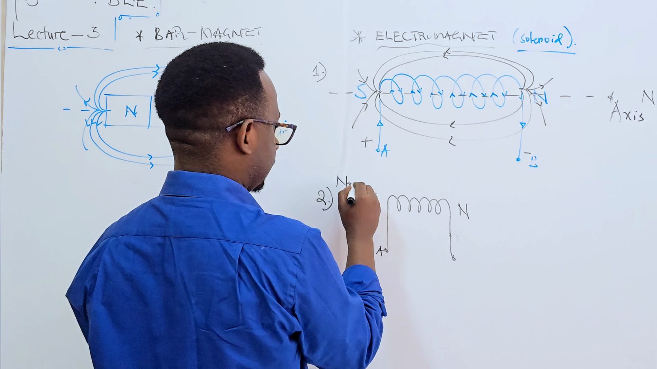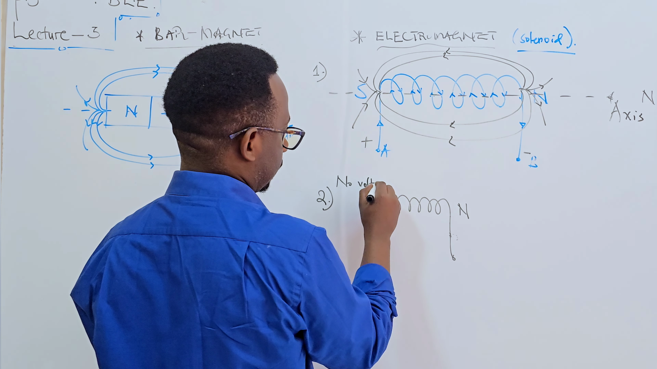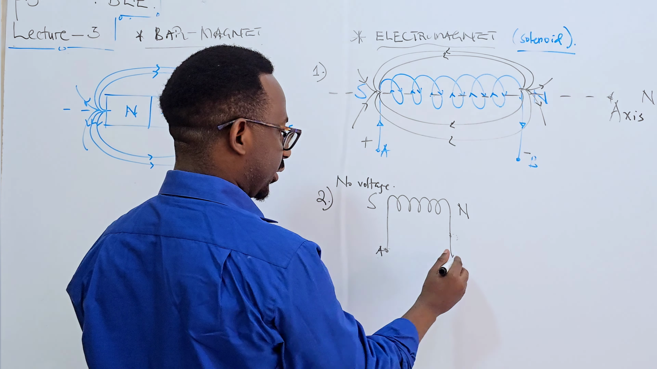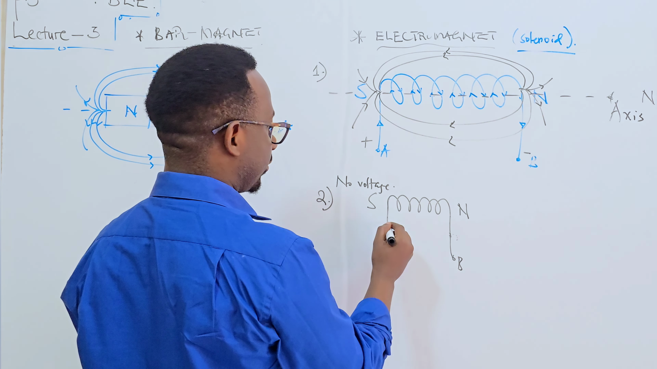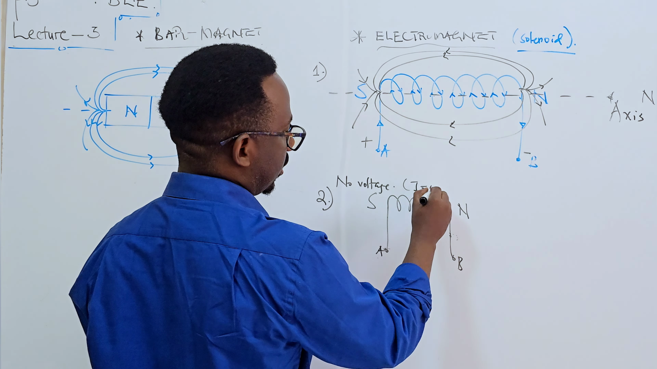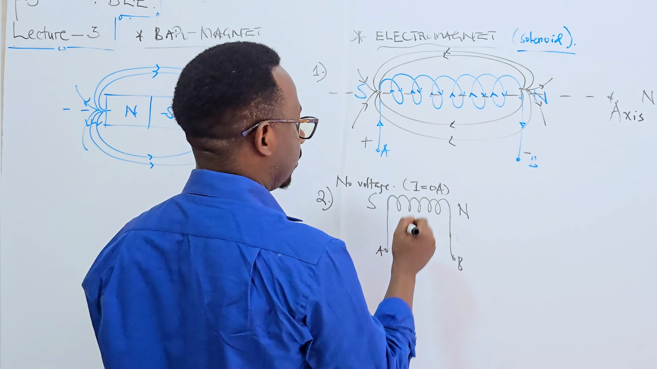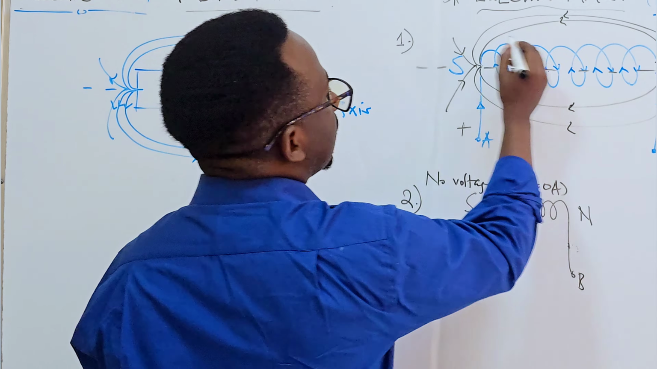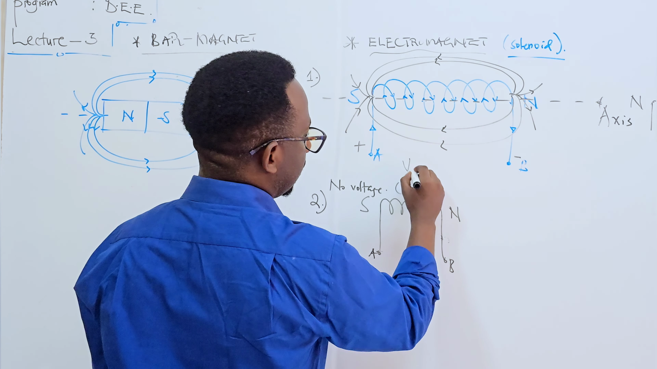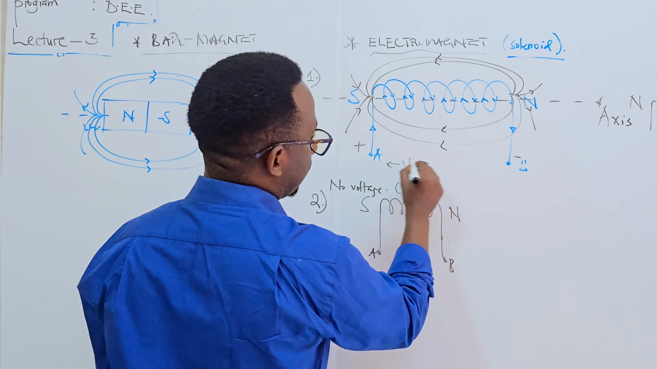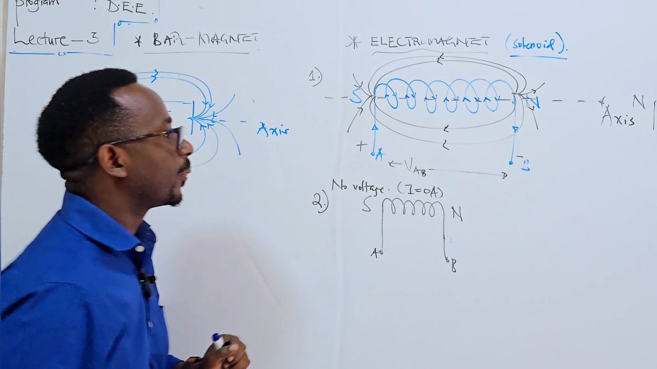There is no supply voltage between points A and B. That means there is no current. That means the current is 0 amps, no current flowing. Here there is a certain voltage, I'll call it VAB, between those two.